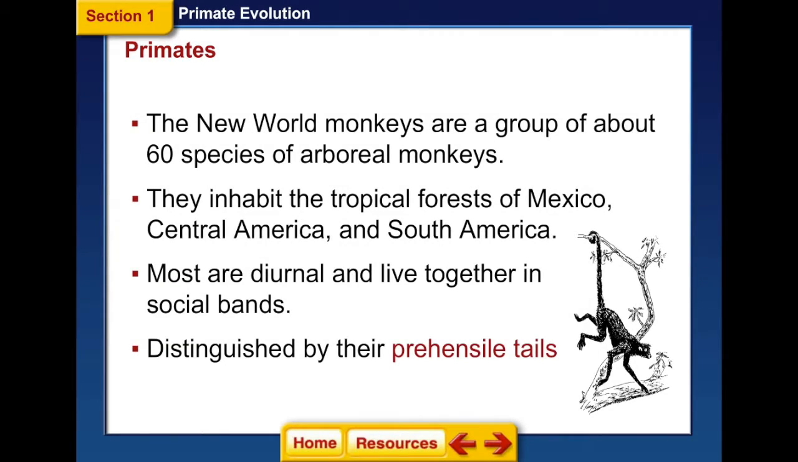These New World monkeys are considered a group of about 60 species of arboreal monkeys. That means that they live mostly in trees. They inhabit the tropical forests of Mexico, Central America, and South America. And they are distinguished by their prehensile tails. A prehensile tail, as we can see in the picture, is a tail that is very skilled at simply grabbing onto things, for example, to just hang off of a branch.